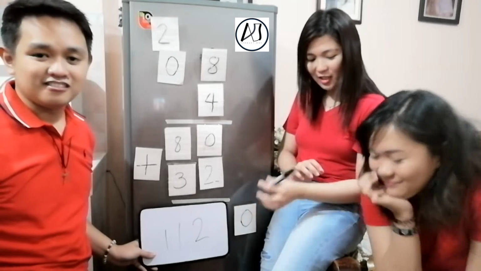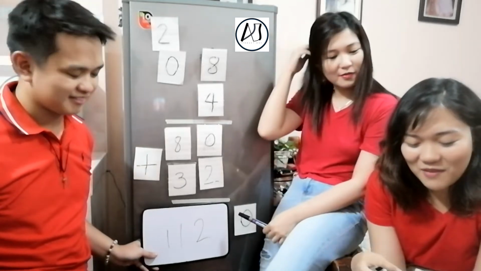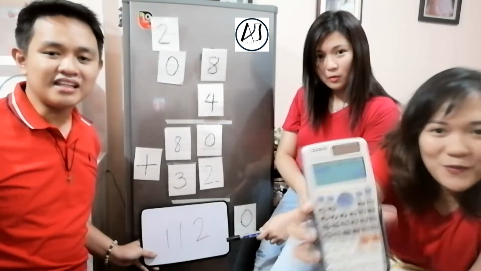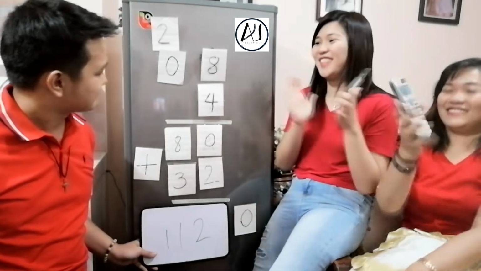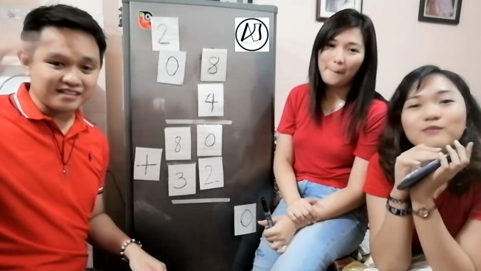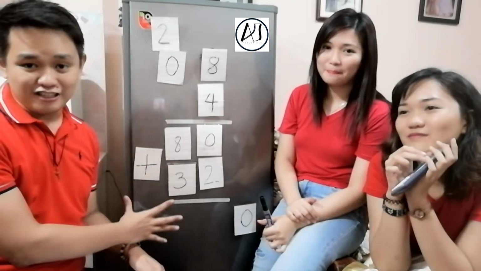Check nga natin sa calculator. Okay, ang ating magical calculator. So, 28 times 40. 1120. Ah, galing. Awesome. So, ganun siya, guys. Step by step. Sa utak ninyo, ganito yung gagawin nyo.